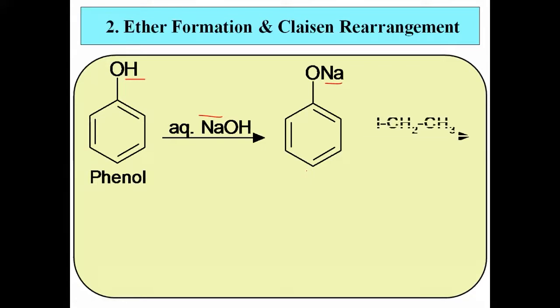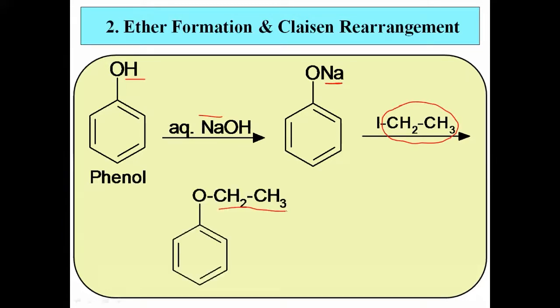Now it further reacts with any alkyl halide. Suppose ethyl iodide. Okay, what happens here? That sodium is replaced by alkyl group. We get the corresponding ether, and this is nothing but the ethyl phenyl ether. The name of the compound is ethyl phenyl ether. Okay, this is just about the ether formation.